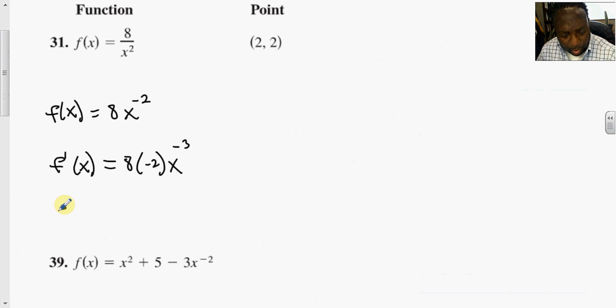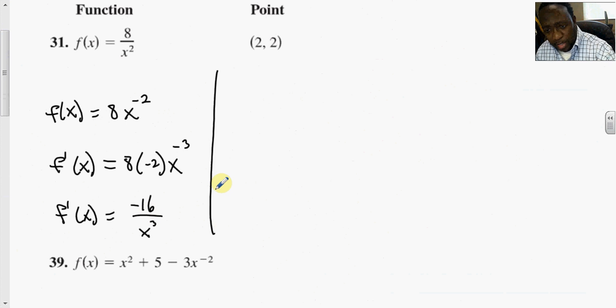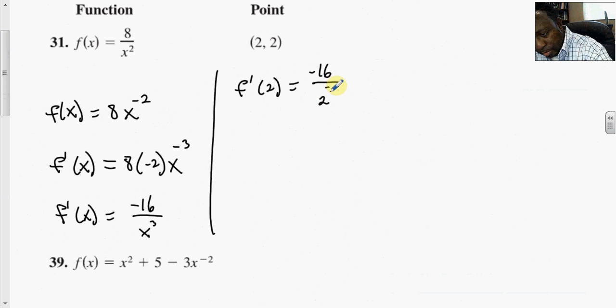And so we write here f prime of x is negative 16 all over x to the third power. And then it says evaluate the derivative at x equal to 2. So f prime of 2 is equal to negative 16 over 2 to the third. So this is negative 16 over 8. And all we have here is just negative 2.